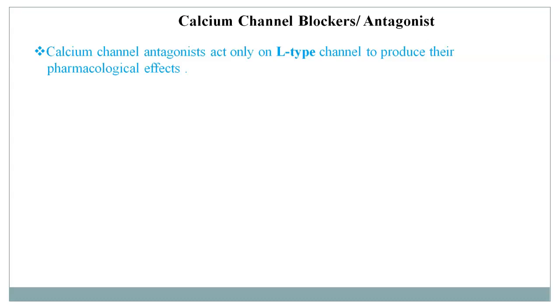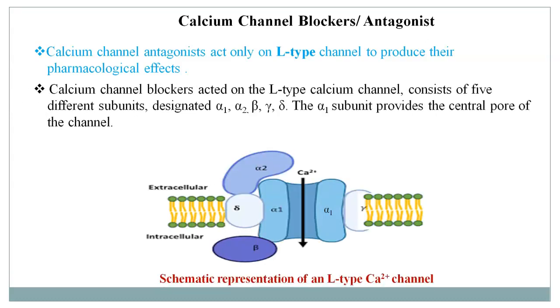Calcium channel antagonists act only on the L-type channel to produce their pharmacological effect. The L-type calcium channel consists of five different subunits, designated as alpha 1, alpha 2, beta, gamma, and delta. The alpha subunit provides the central pore of the channel, through which the entry of calcium occurs. Here is a schematic representation of an L-type calcium channel.